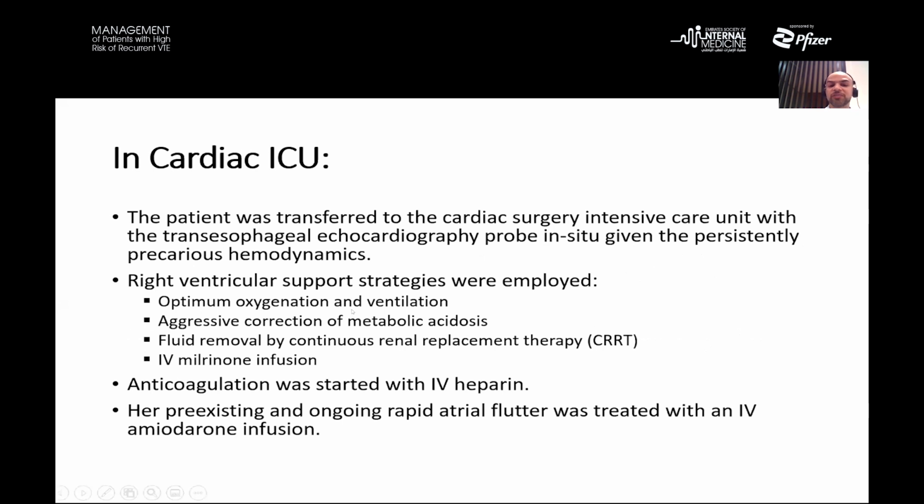So we optimize the oxygenation and ventilation. We aim for a higher saturation, and we avoid hypercapnia. In addition, we have to correct the acidosis because it has a very bad prognosis for RV failure. We have to remove the fluid that distends the RV by dialysis because the patient is not making any urine, and we have to reduce the pulmonary artery afterload and enhance the RV contractility by using an IV milrinone infusion. We continued with IV heparinization to prevent any clot formation, and the atrial fibrillation was managed by IV amiodarone infusion.